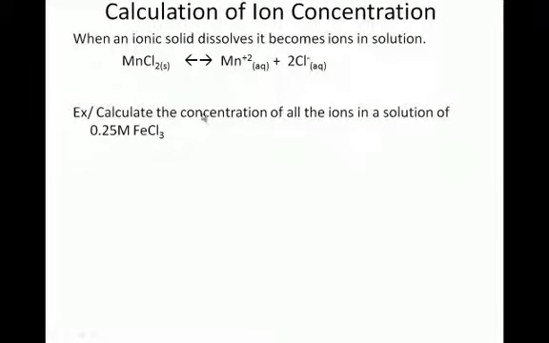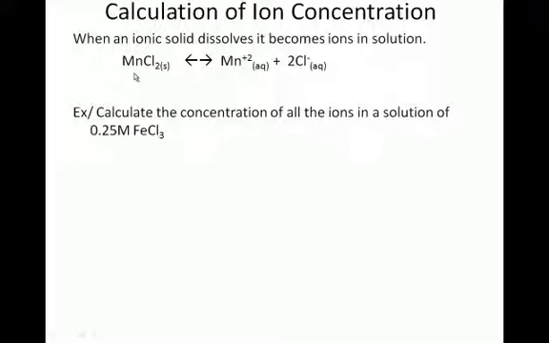Hey, it's Mr. Lum again, and today we're going to be learning how to calculate ion concentrations in a solution. So right here we have two examples. The first one here is manganese 2 chloride solid dissolving into manganese ions and chlorine ions in solution. So again, we're having an ionic solid dissolve and become ions in solution.